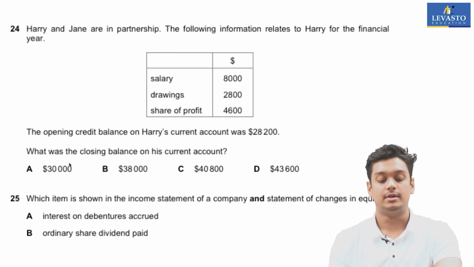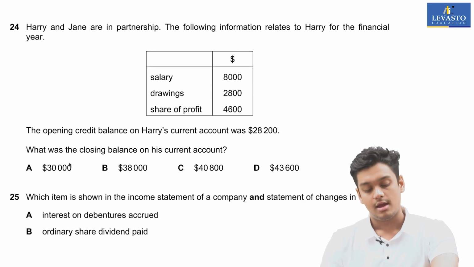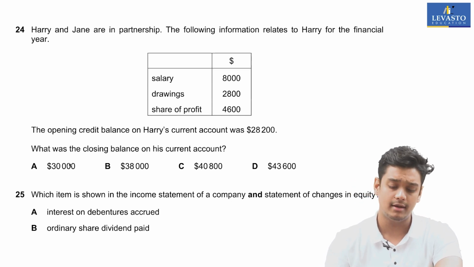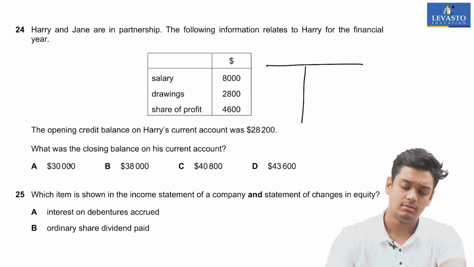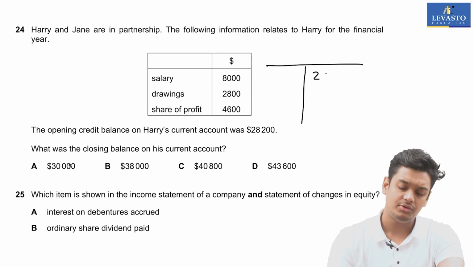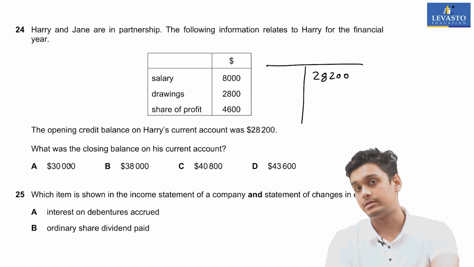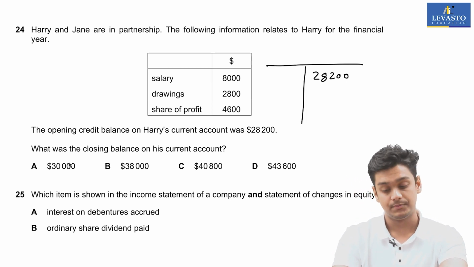24th adjustment. 24th question. Harry and Jane are in a partnership. The following information is available. They are giving you a few data. Let me just draw a T account. Current account generally has a credit balance and they are mentioning it. There could be a debit balance, not that it's not, there could be.